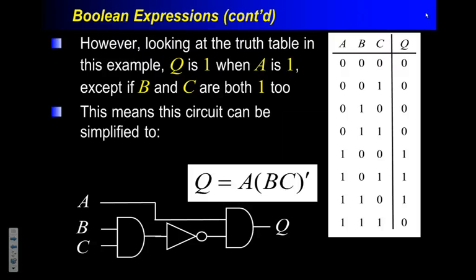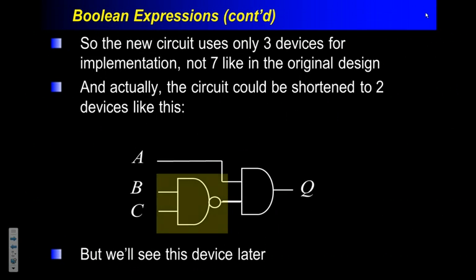And sure enough, electrical engineers do that because it costs money to make wiring and it costs time to put more gates in place. So they want as simple a circuit as possible. So it uses fewer gates. It uses 3 gates rather than the 7 in the original design. And you could actually shorten it to 2 gates, if you could build a gate that looks like this.